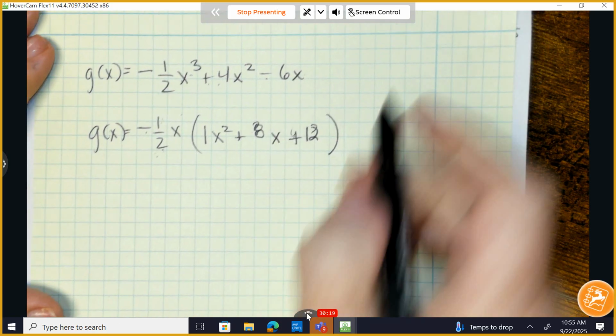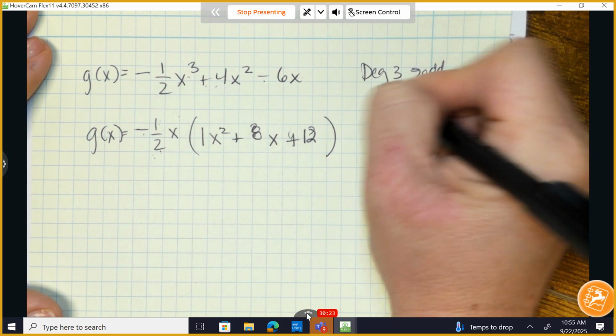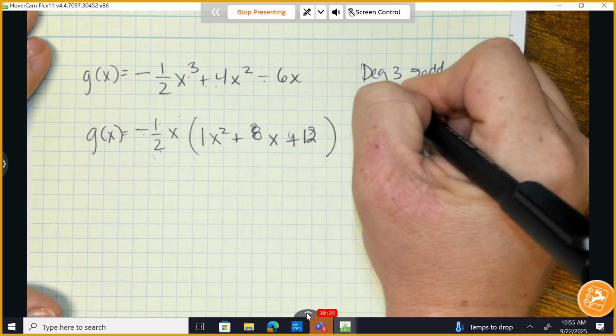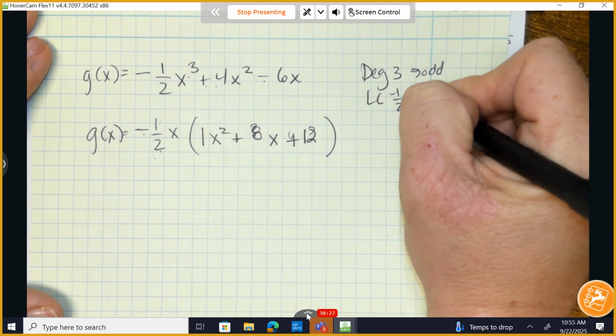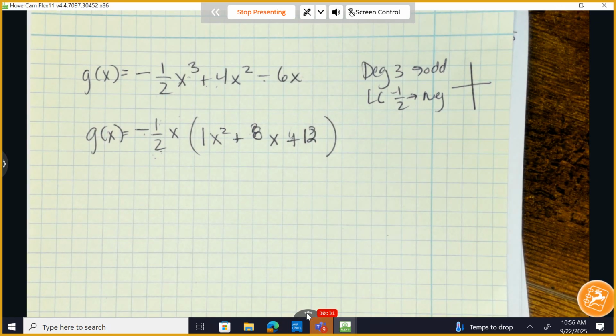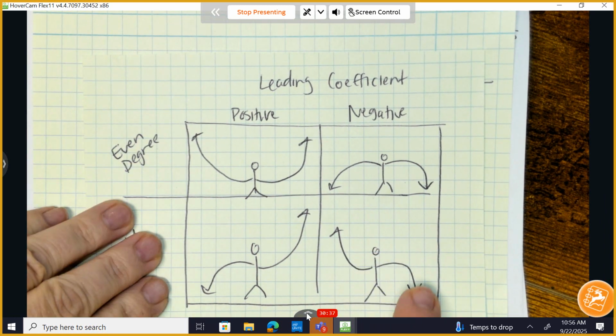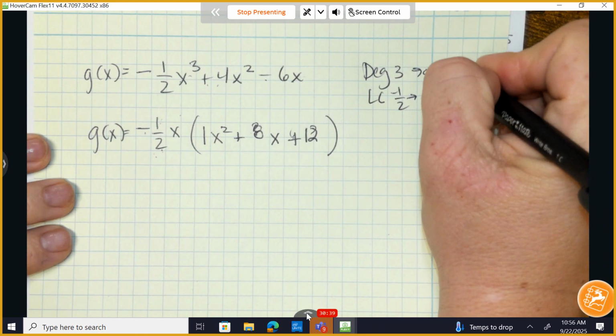Okay, before I get any further, let's look at this. We have degree 3, so it is odd. We have leading coefficient of negative 1/2, and that is negative. So look at your thing really quick. What does your table say when we have odd negative? Odd negative is up on the left and down on the right. Up on the left, down on the right.